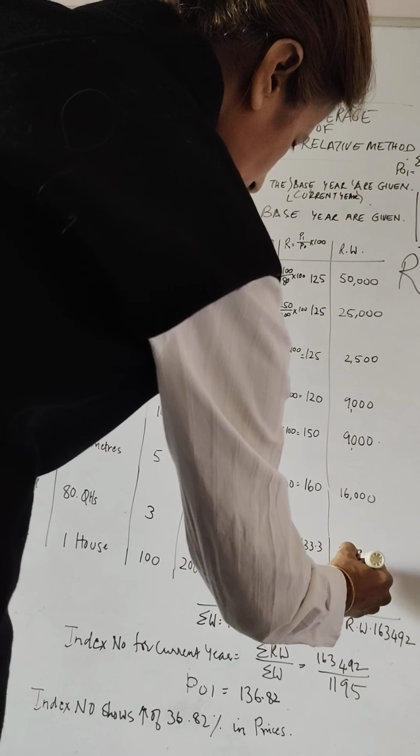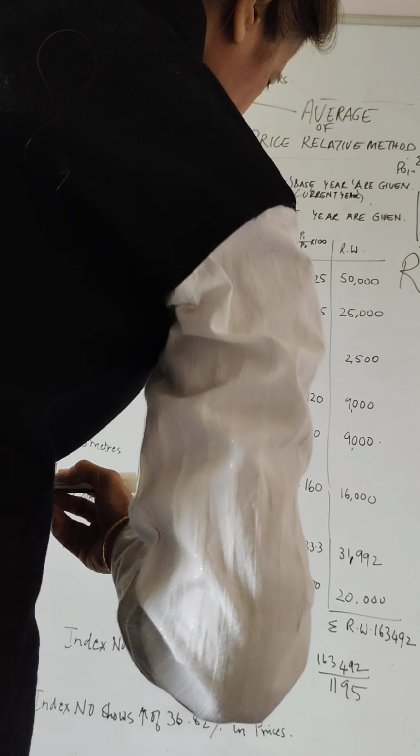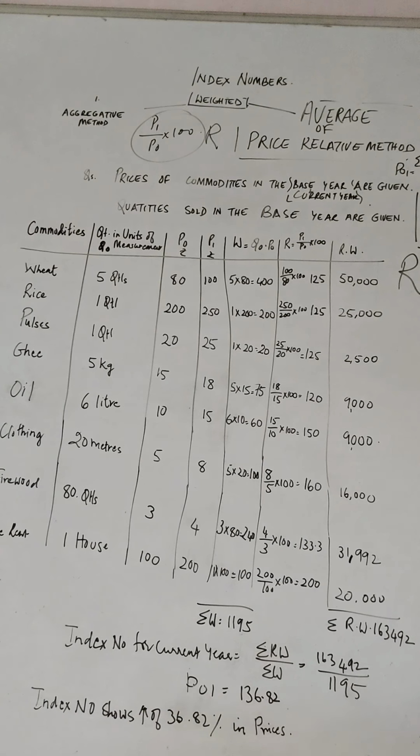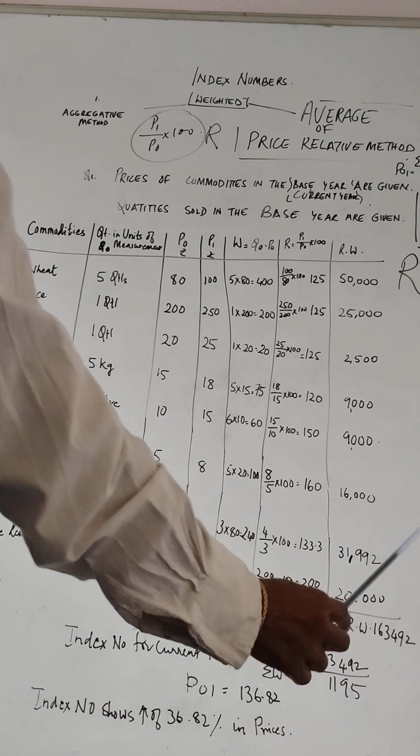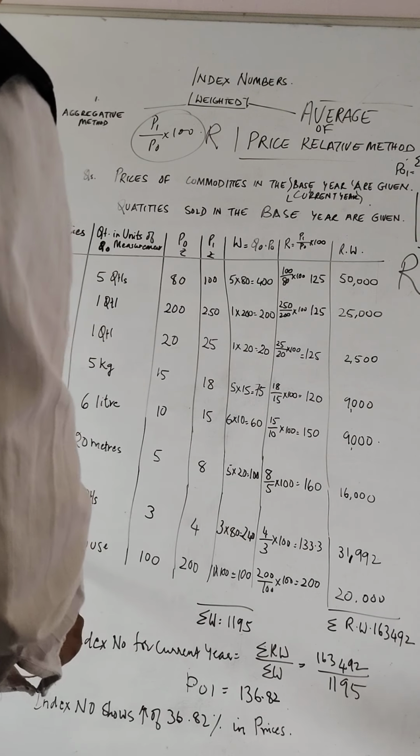Is that so? Let me just find out what is that. Yeah. So let me just check for 1 minute. Yeah. So 31,992 is this.